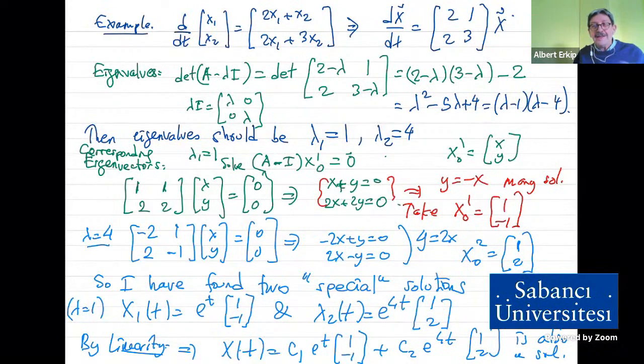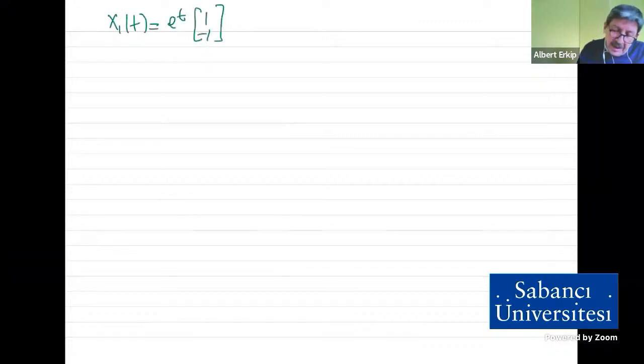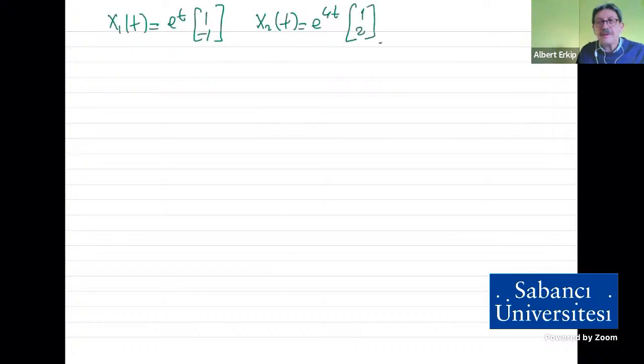Now, one thing: are these all the solutions? Well, we'll discuss that later, but this should be all the solutions. But in that case, I have found a lot of solutions. Now, how do I sketch this? Recall, x1 of t equals e to the t (1, minus 1), and x2 of t equals e to the 4t (1, 2). These are the two solutions I have. I want to sketch them somehow. Let's see how I can sketch them.